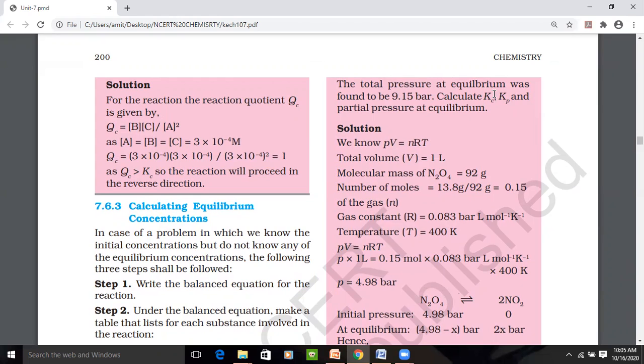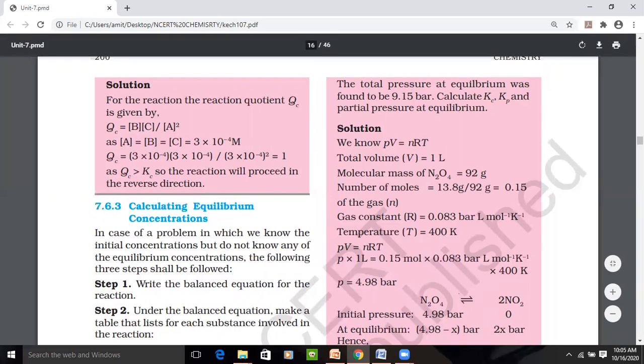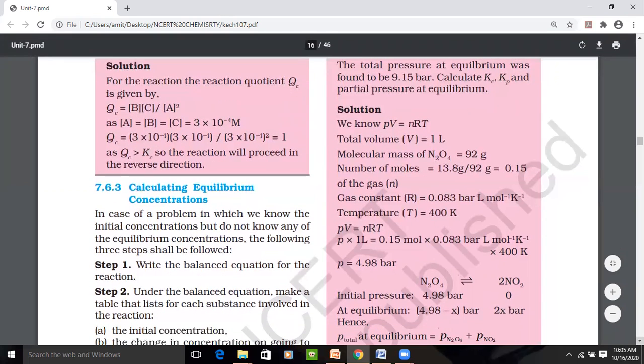Here we have to calculate the Kc along with Kp and the partial pressure exerted by each gas at equilibrium state. So we know that if we talk about gas, PV is equal to nRT, the ideal gas equation, will be there. Here we have pressure, temperature, volume, everything. So let's substitute these things into this equation. PV is equal to nRT is the ideal gas equation.